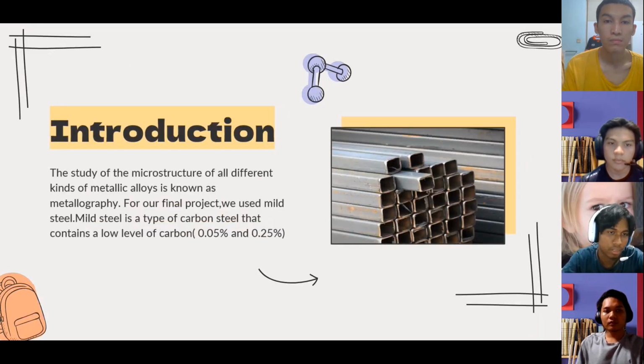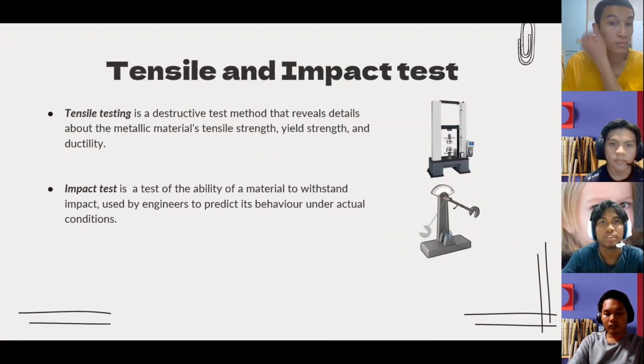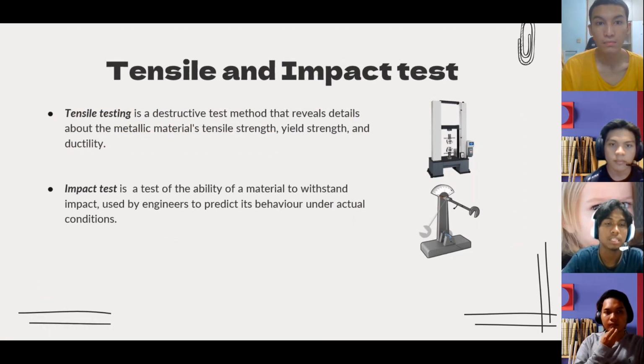What is metallography? Metallography is known as the study of the microstructure of all different kinds of metallic alloys. So for our final project, we use mild steel and aluminum steel. Mild steel is a type of carbon steel that contains a low level of carbon, in the range of 0.05% to 0.25%. So the first process involved in metallography is tensile testing.